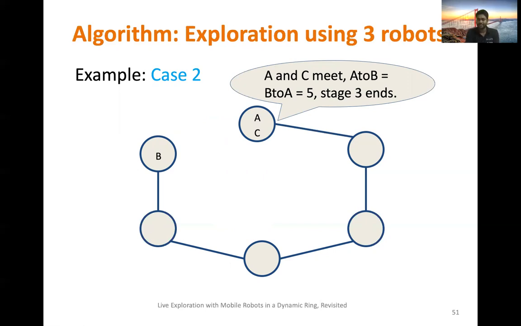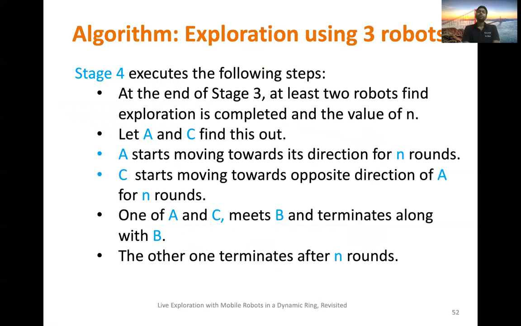Stage 3 ends. Then what we do is stage 4. Stage 4 is needed because in stage 3, only any 2 robots make sure that the exploration is completed. So they can terminate, but we want explicit termination. For that, these 2 robots need to inform the other robots that the exploration is completed. Let's say A and C find out that stage 3 ended, the exploration is completed. Then what will A and C do? A will keep moving in its direction and C will move in the opposite direction of A.